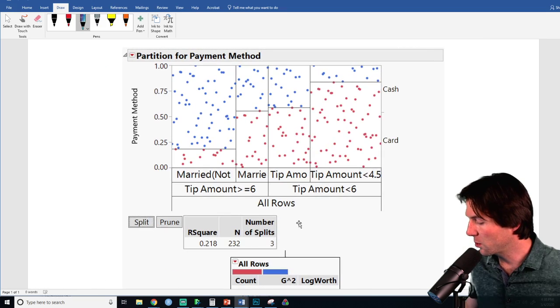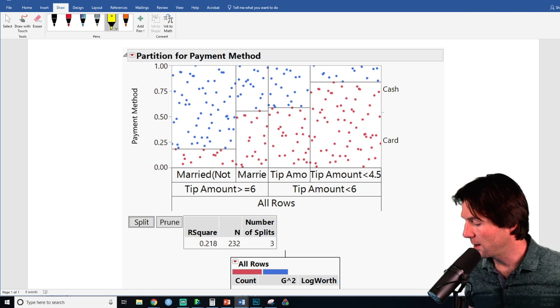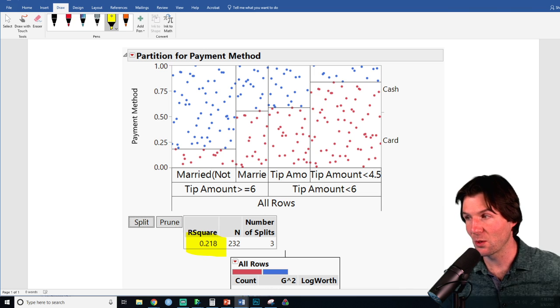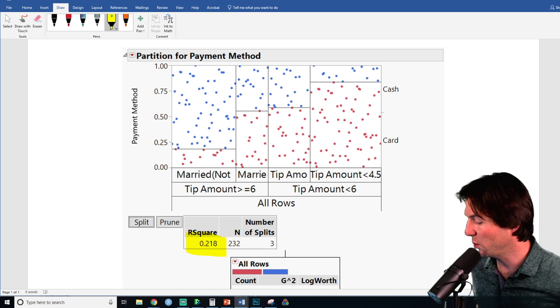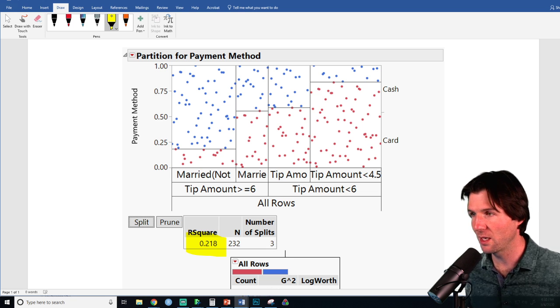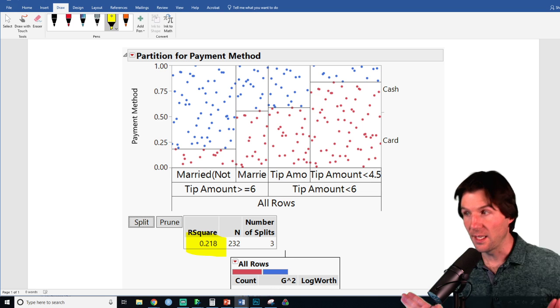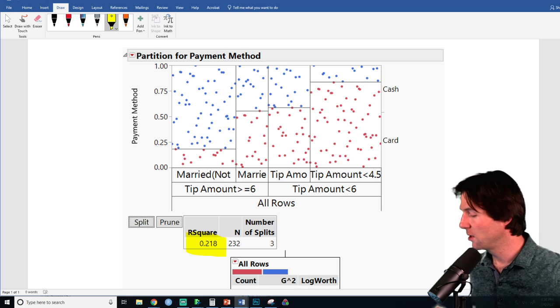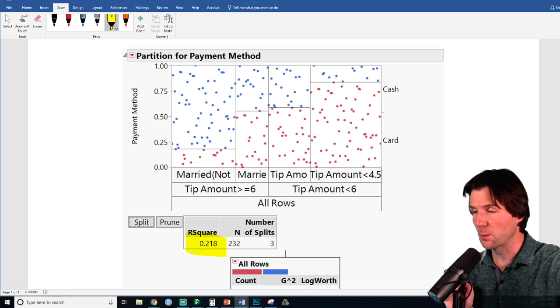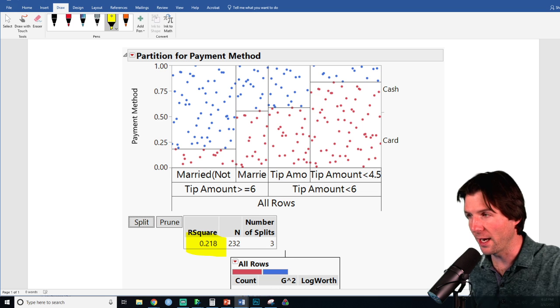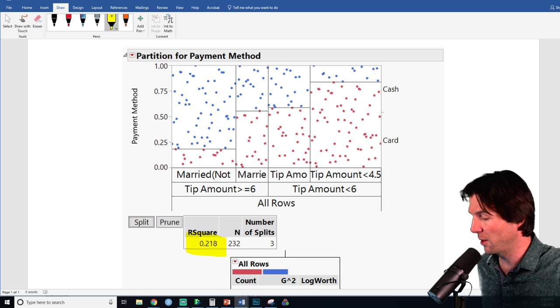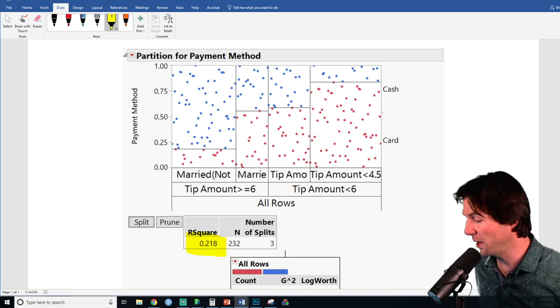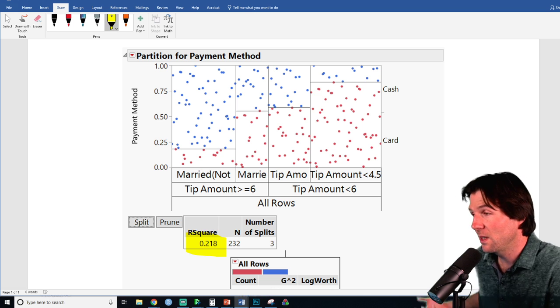You never know. So when you look at the R-squared right here, this tells us nothing about statistical significance. So this would be 21.8% of the variation in payment method is explained by the tree. Take that note down if you don't have it for the test. To interpret the R-squared on the tree, it's blank percent of the variation in Y is explained by the variables in the tree. So in this context, it means 21.8% of the variation in payment method is explained by the variables in the tree. It explains some of it.